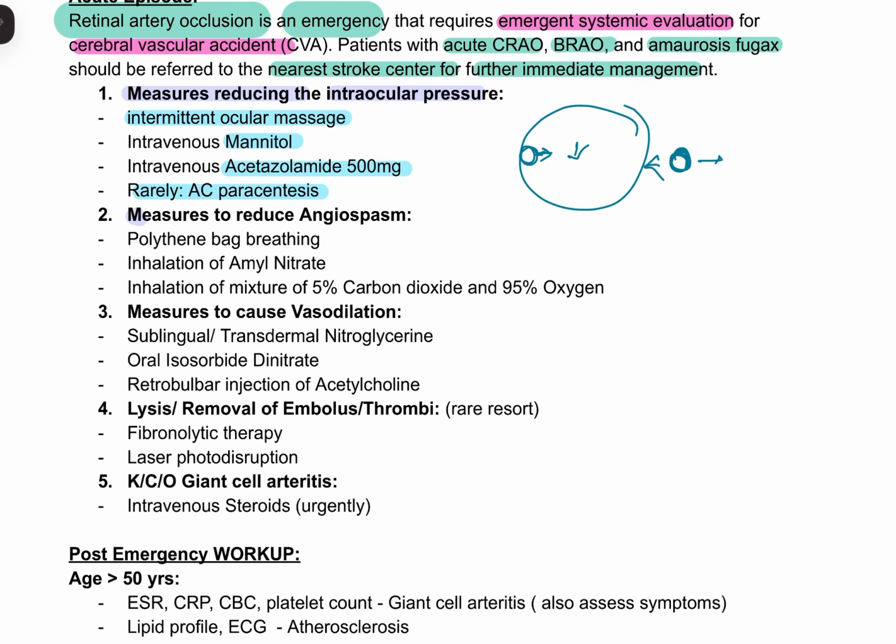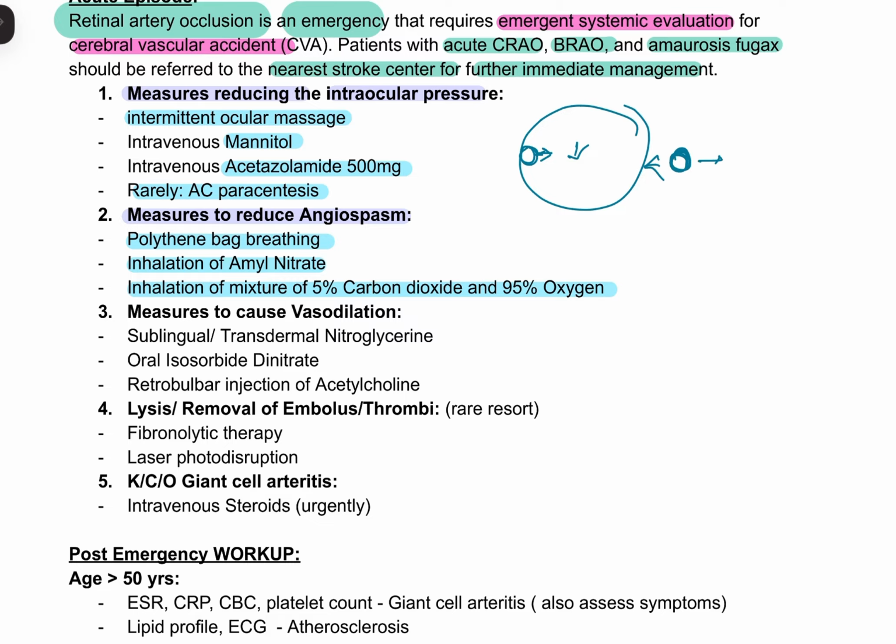Measures to reduce angiospasm. In order to reduce angiospasm, you need to increase the mild content of carbon dioxide. For that, polythene bag breathing: you ask the patient to keep his head inside the polythene bag and breathe. Or you can give him inhalation of amyl nitrate. Amyl nitrate is used in the treatment of another cherry red spot causing condition, carbon monoxide poisoning. Next is inhalation of 5% carbon dioxide and 95% oxygen. These will reduce your angiospasm.